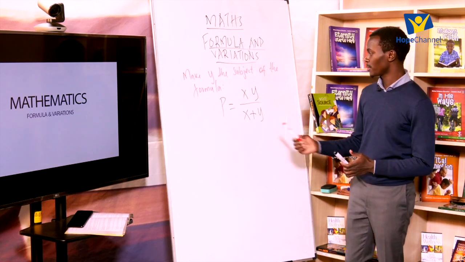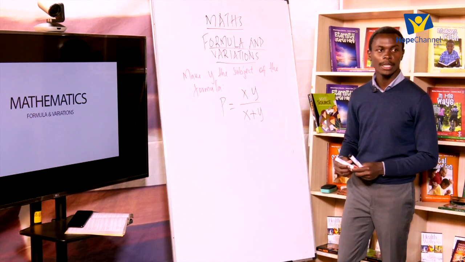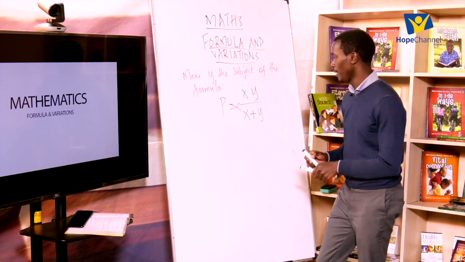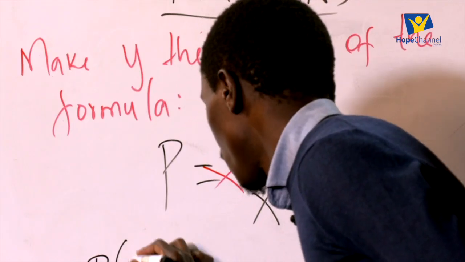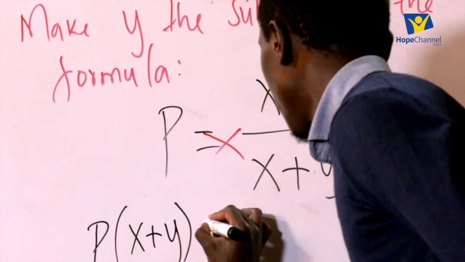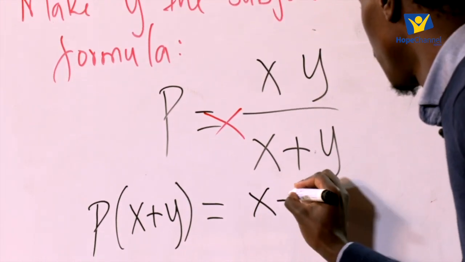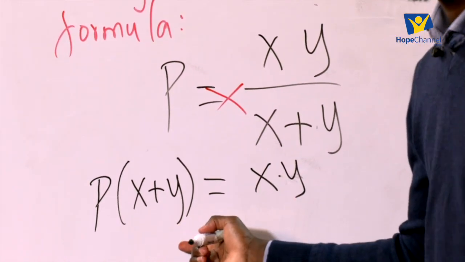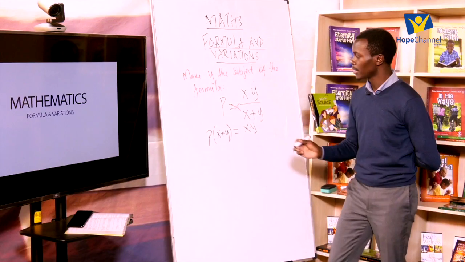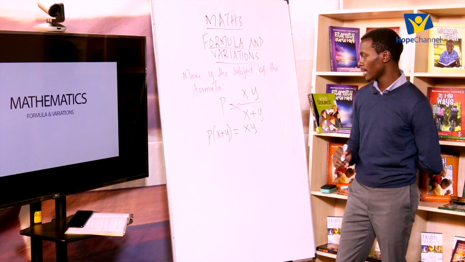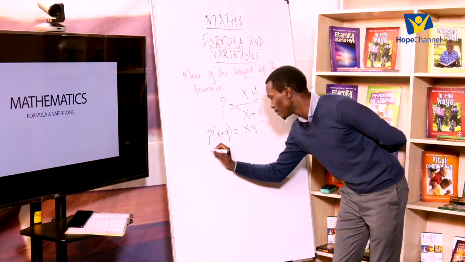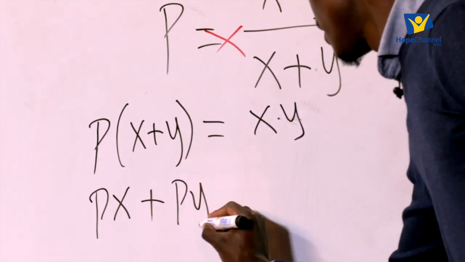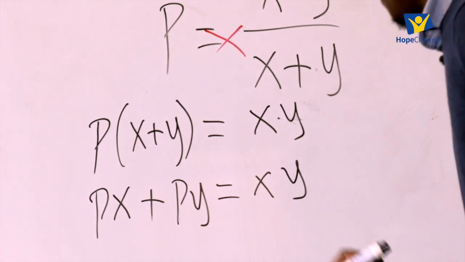So the first thing is cross multiplying, so that we do away with the denominator. So by cross multiplying, we will have P into x plus y is equal to xy. Now we need to have y, so that we will be able to make it the subject. So first thing is open the brackets on the left hand side. So P multiplied by x, we have px, plus P multiplied by y, we have py. That will be equal to xy.